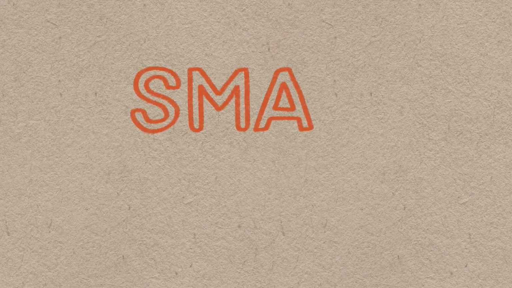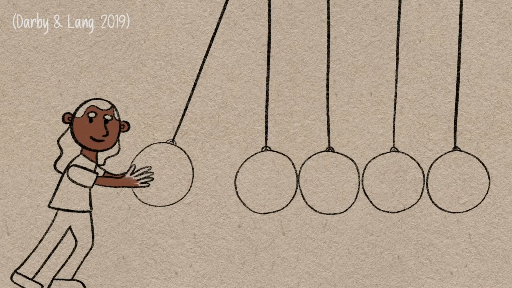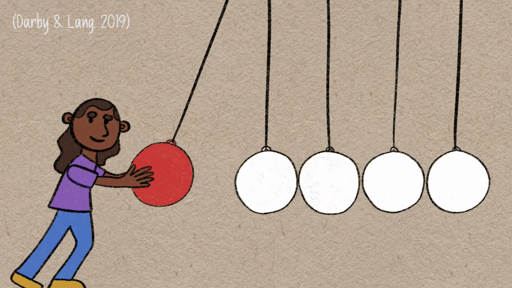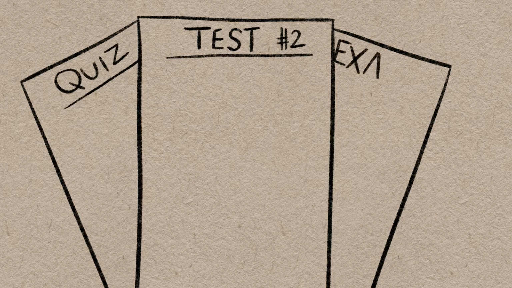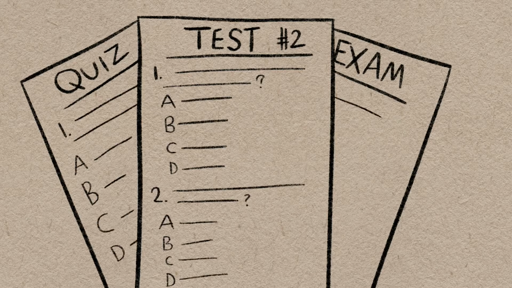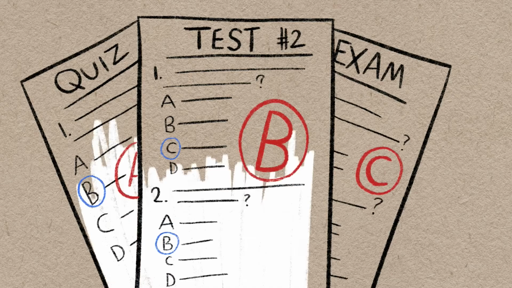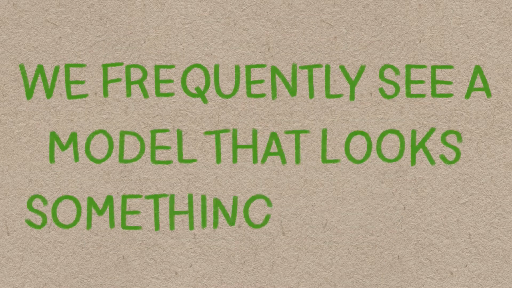For example, Darby and Lang identified a pedagogical approach that uses small teaching, or the idea that small adaptations to a class can have a big impact on students. Assessment presents one area where making these small pedagogical changes can have a big impact. So often, assessment takes the form of standardized testing, non-iterative writing assignments, or other one-and-done activities. We frequently see a model that looks something like this.